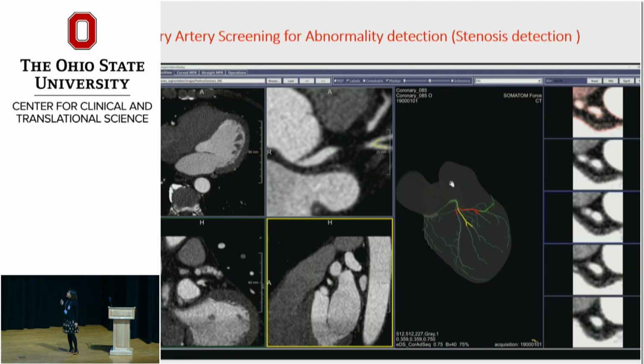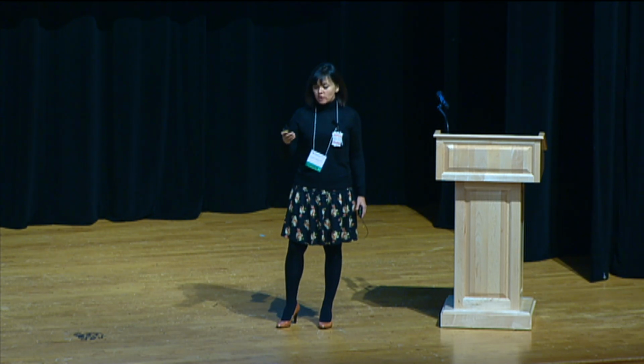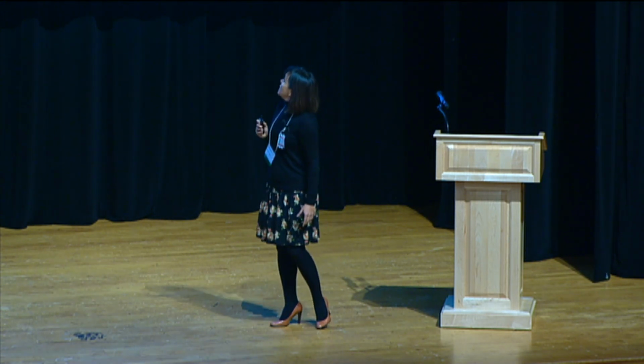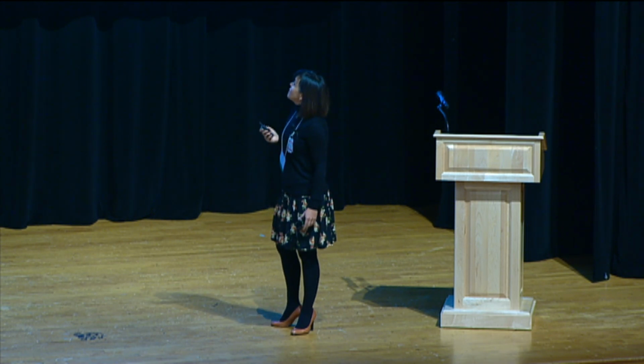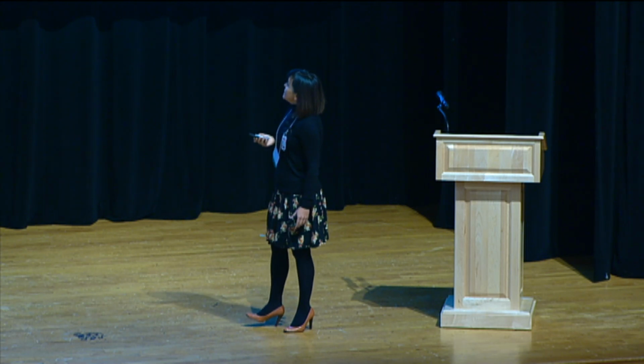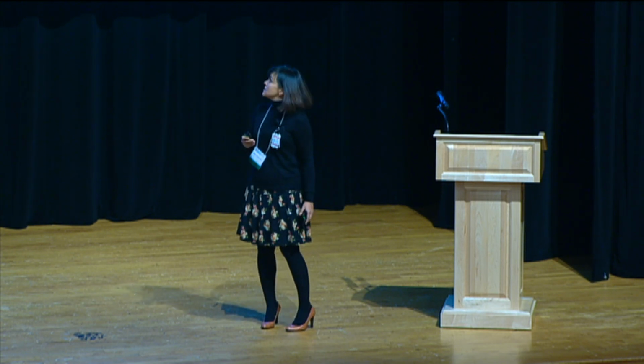This is the project that I would like to show you as an example. Recently, with my colleagues, we developed a system for coronary artery screening for abnormality detection. And the system automatically classifies the vessels as normal or vessels with stenosis. The system is based on a three-dimensional convolutional neural network. It's a supervised system. And we trained the system with vessel volumes extracted from normal patients and patients with stenosis.